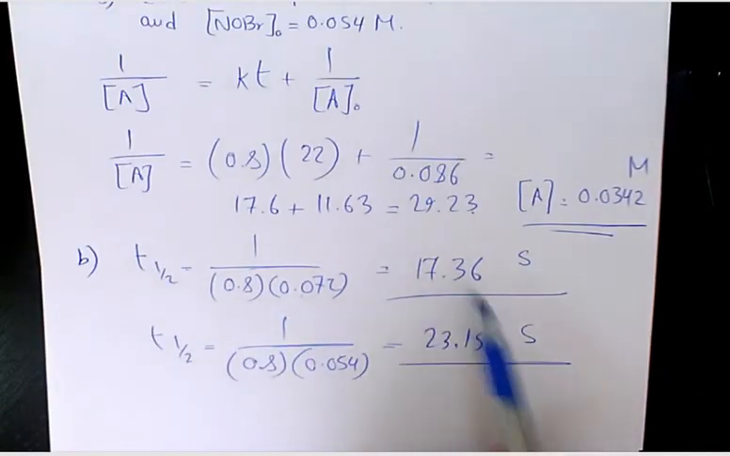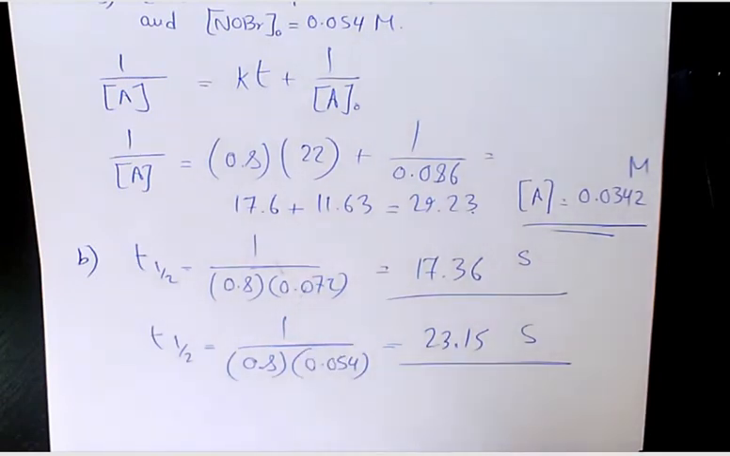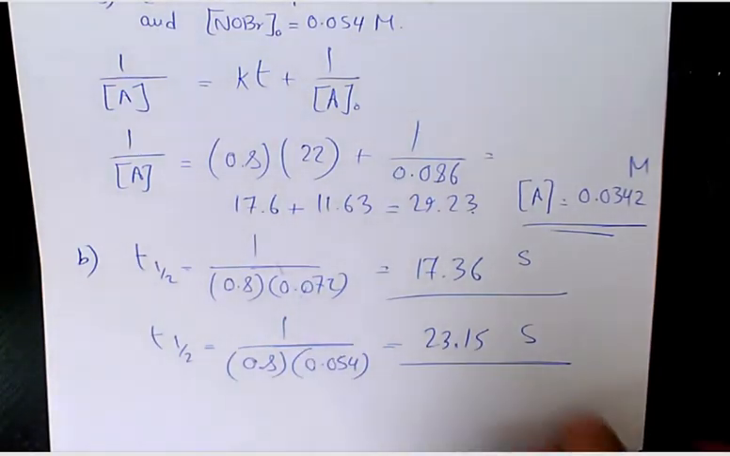So it means that for larger initial concentration, we have smaller half-life time, which makes sense because the initial concentration is in the denominator. Let's see one more example.